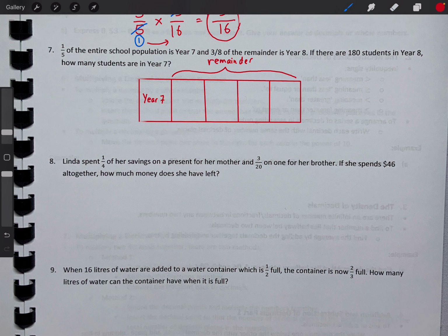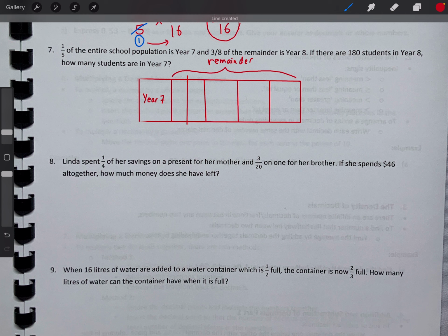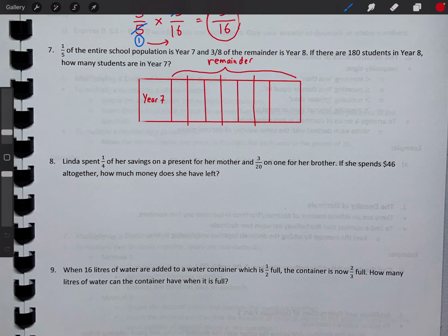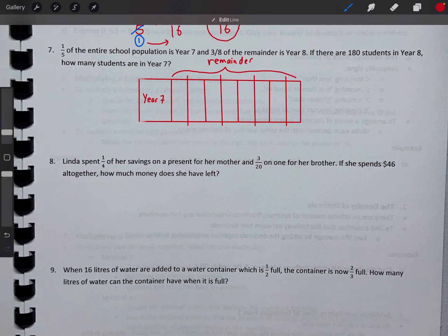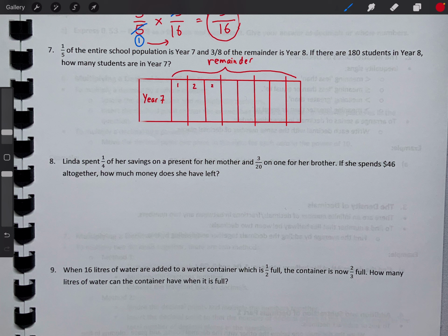Okay. So the remainder, we want 3/8. So we want to cut the remainder into 8 pieces and take only 3 of them. Well, at the moment, the remainder is 4 pieces. If we halve each piece, we have 8 pieces, right? So half each piece. 1, 2, 3, and 4. Do I have 8 pieces? Yes, I do. 1, 2, 3, 4, 5, 6, 7, 8.